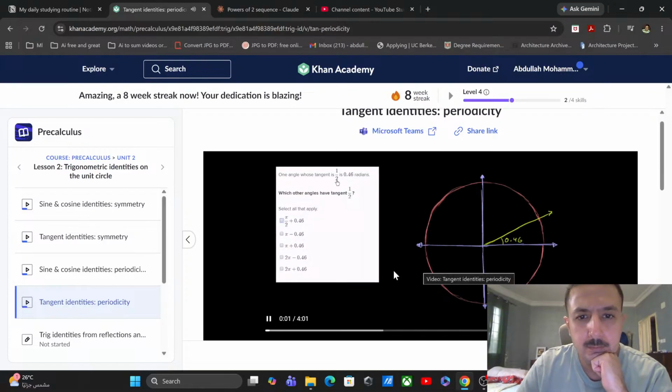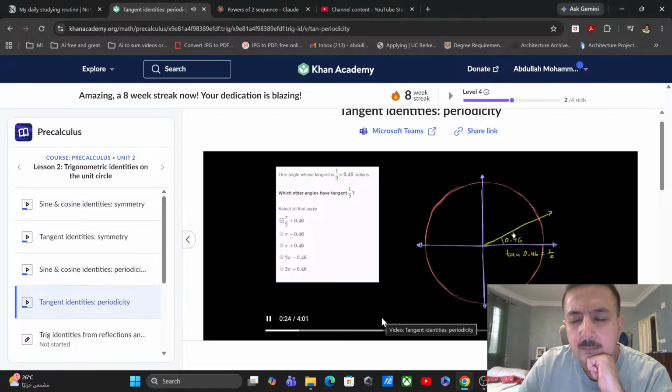One angle whose tangent is half is 0.46 radians. So we're saying that the tangent of 0.46 radians is equal to half. And another way of thinking about the tangent of an angle is that it's the slope of that angle's terminal ray. So it's the slope of this ray right over here. That makes sense that the slope is about a half. Now, what other angles have a tangent of 1/2?